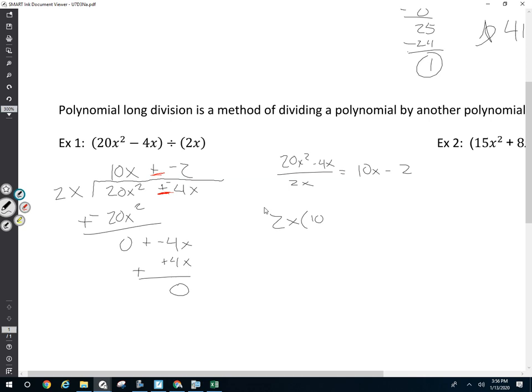To confirm that I'm correct, I could do 10x minus 2 times 2x. Okay, 2x times 10x minus 2. Will that give me 20x squared minus 4x? Yes. If I distributed, I would get the correct thing. This, my friends, is polynomial division. What would we say our answer was? Technically, our answer is 10x minus 2.